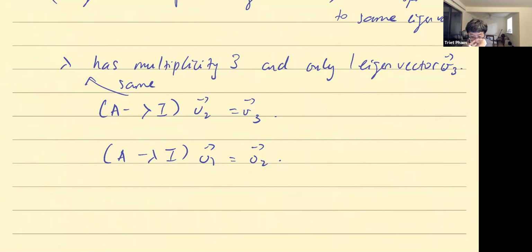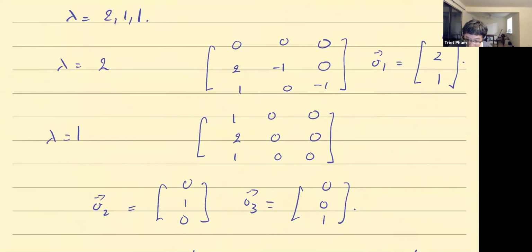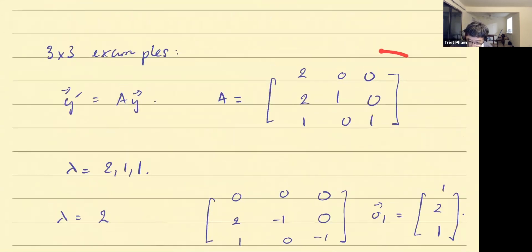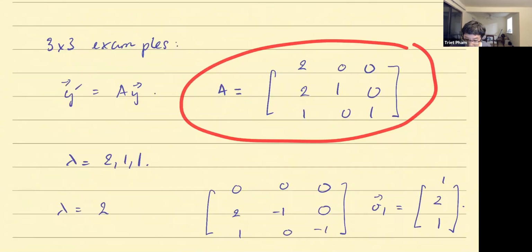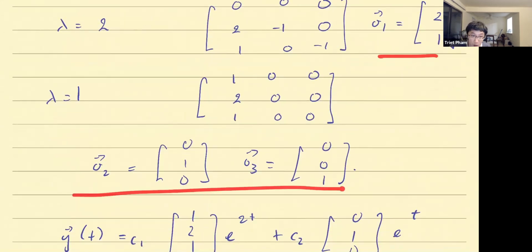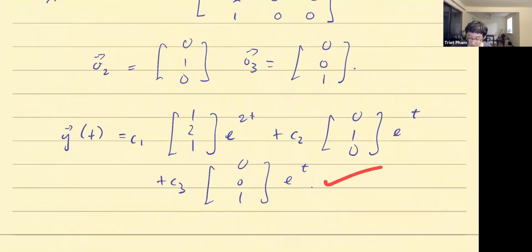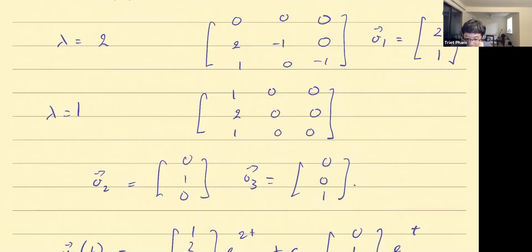We'll do more concrete examples to address this case. But for now, let me just recap. This example is an example with a repeated eigenvalue with a full set of eigenvectors. So the solution is just the usual one. Okay, so far? We'll do more examples with variations on this.